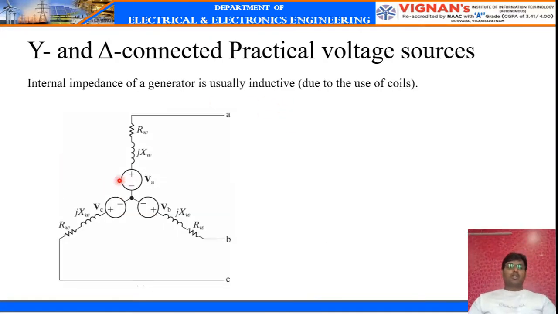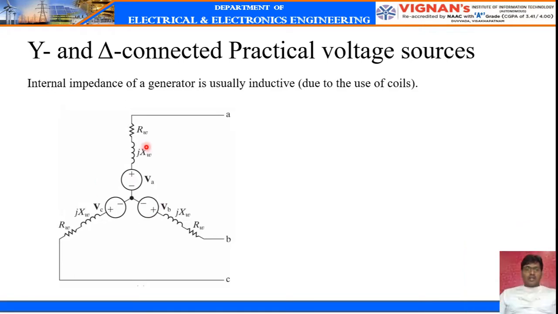Previously, we had only ideal voltage sources, where the internal impedance of the three sources was nullified. That means we neglected the internal impedance of the three sources. So here you have three voltage sources. The winding resistance and winding inductance are represented by resistance Rw, and Xw denotes the reactance of the winding. They are added in series with the voltage sources to indicate the practical voltage source. So all three voltage sources have these elements to indicate the internal impedance of the sources.